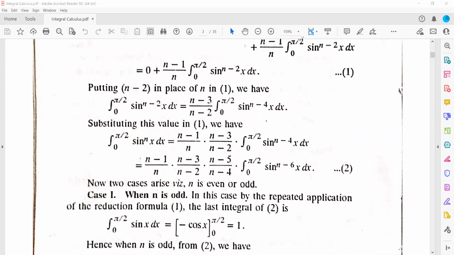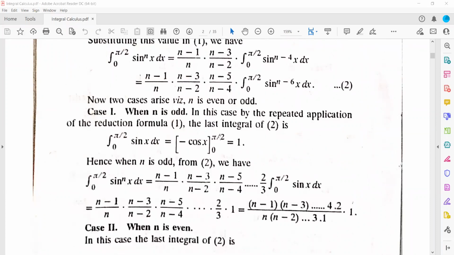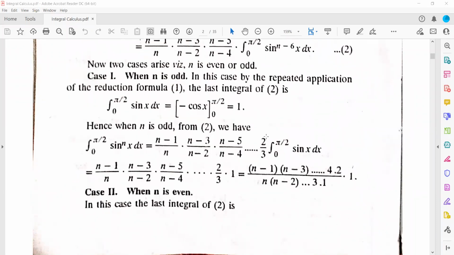So we'll use that one here. The last term will be 2 by 3, 0 to pi by 2, sine x dx. And what is the integration of 0 to pi by 2 sine x? Just now we have calculated that it is equal to 1. So just put 1. So ultimately, what you are getting is 0 to pi by 2 sine to the power n x dx.